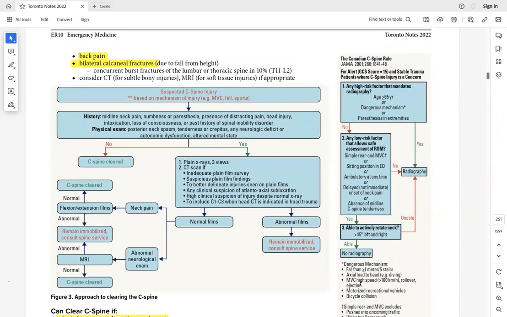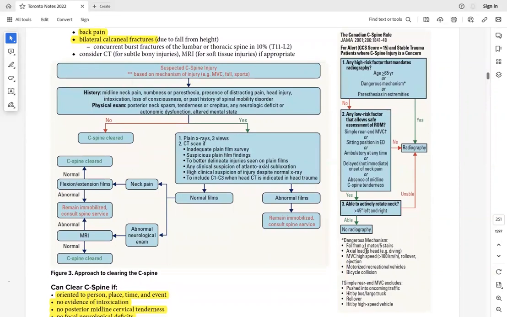Now, for the C-spine, the dangerous mechanism is different. This is the dangerous mechanism: fall from more than 1 meter. Here, the fall criteria has changed. Axial load to head, for example, diving. A motor vehicle collision, high speed, rollover or ejection, motorized recreational vehicles, and bicycle collision. If he has any of these dangerous mechanisms, or the patient is more than 65 years, or he has any numbness or paresthesia in the extremities, what will we do? We will do the radiography.